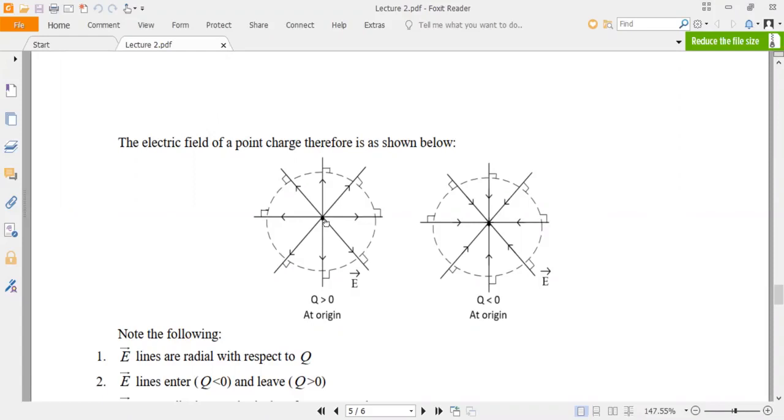And remember, whenever I am referring to charge in our lecture, I'm referring to a point charge. It's very, very small. You can think that it is the charge which is available at the tip of a needle. So that is called a point charge. Then if this is the point charge, how would the electric field intensity be? Electric field intensity will be everywhere.